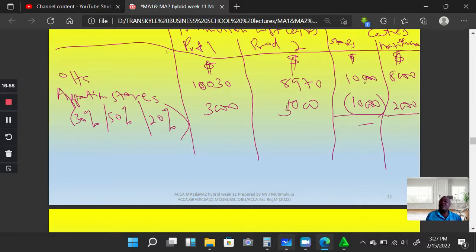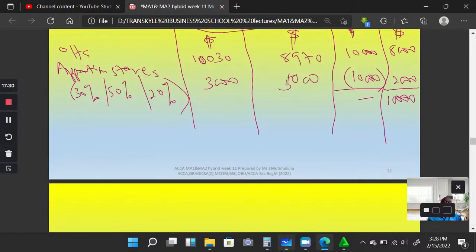Remember, the reason why we are underlining these at the service cost centers is that these are the ones whose costs are to be apportioned to production cost centers. So now on cost center for maintenance, we are now going to have 8,000 plus 2,000 plus 2,000, that's 10,000 in terms of costs.